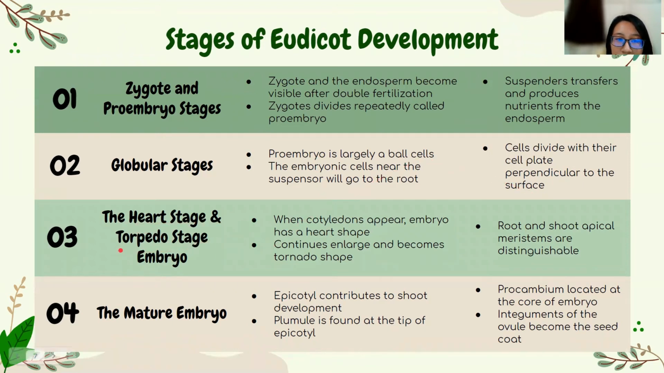Then there is a heart stage and a torpedo stage. The heart stage is the stage where it looks like a heart. The cotyledons appear and it has a heart shape. Then it will continue to enlarge and become somewhat of a torpedo shape, and the root and shoot apical meristems are going to be distinguishable in this stage. Then the fourth stage is the mature embryo stage, in which the epicotyl contributes to shoot development. The plumule is found on the tip of the epicotyl. The procambium is located at the core of the embryo, and the integuments of the ovule become the seed coat.